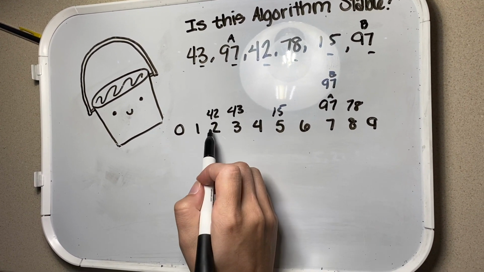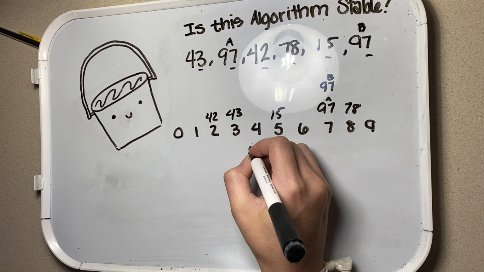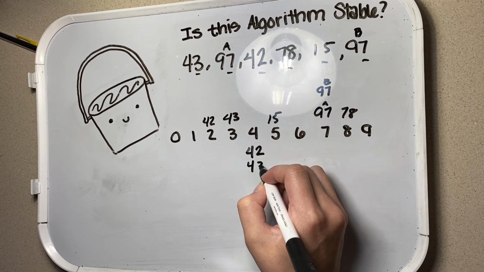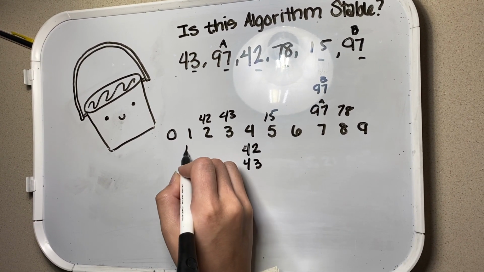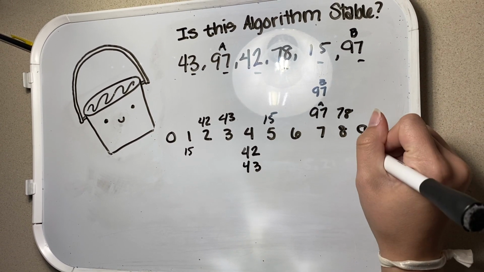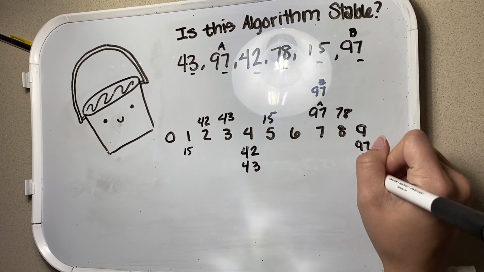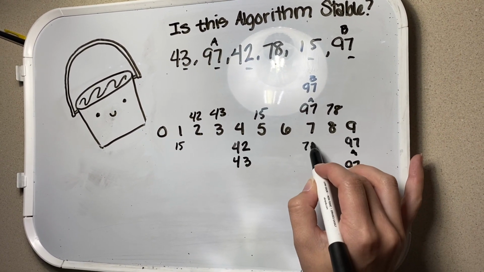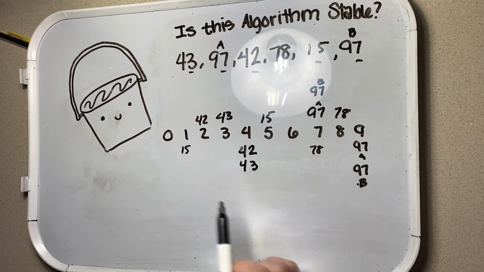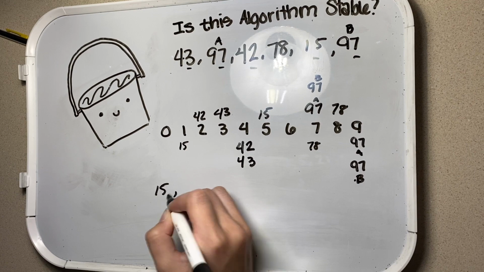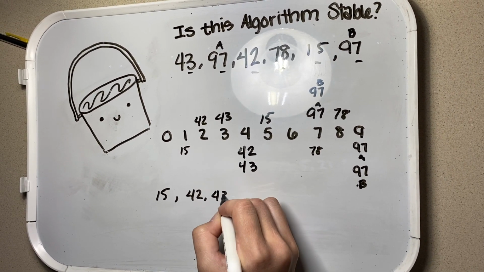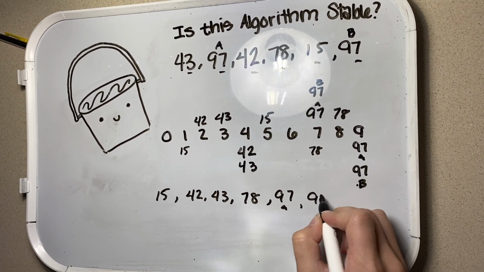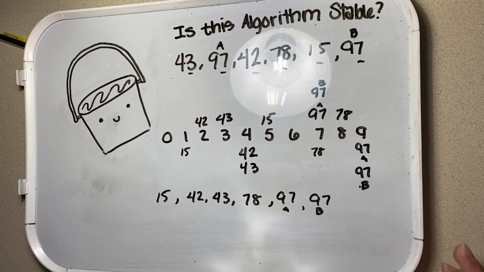Then we'll go on to our second round. Then we're gonna go 42, it's going to go into 4. Then we're gonna go into 43, 15, it's going to go into 1, 97A is going to go to 9, 97B is going to go into 9, and then 78 is going to go into the 7. So everything is now in order. We're gonna get 15, 42, 43, 78, 97A, and 97B, meaning this algorithm is stable.